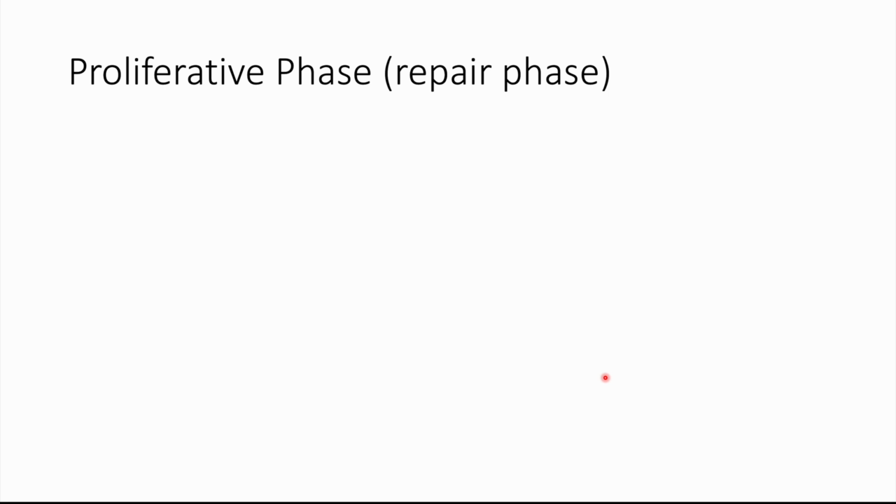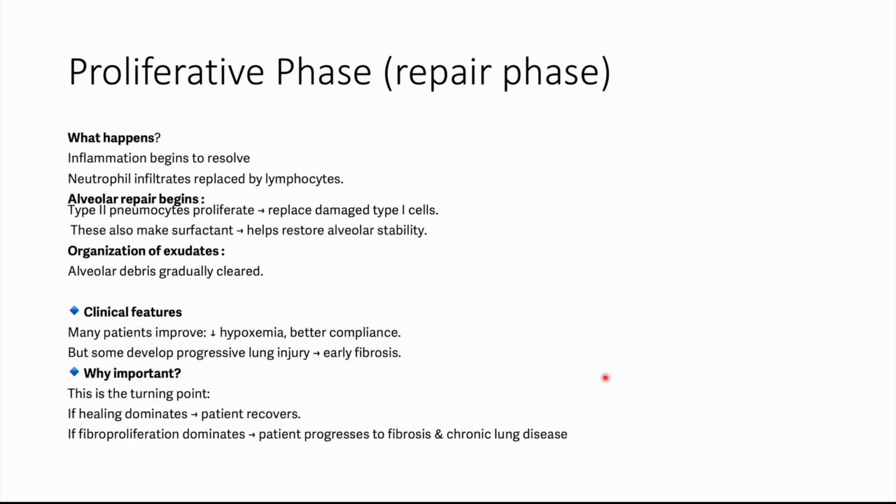By the second week, many patients enter the proliferative or repair phase. Here the inflammation starts to settle down. Neutrophils are replaced by lymphocytes, and type 2 pneumocytes proliferate. They produce surfactant and also differentiate into type 1 cells, trying to restore the alveolar lining. Clinically, some patients improve, the oxygenation gets better, compliance improves, but others continue to deteriorate.